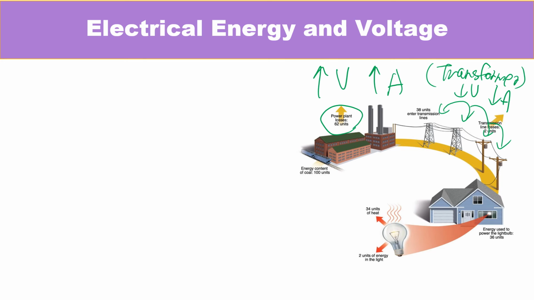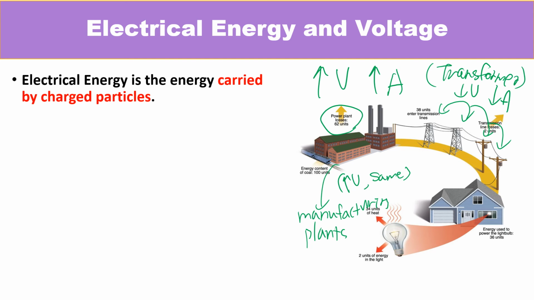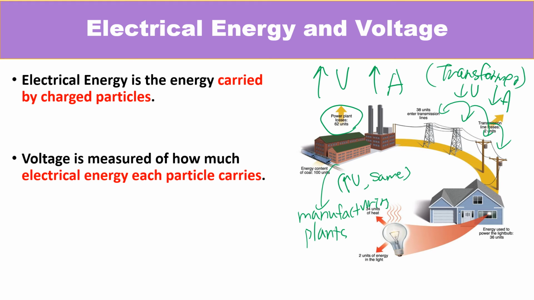If you go the other way around, to, for example, an industrial area, like manufacturing plants, then sometimes they raise up the voltage or leave the voltage at the same level, just because they need a lot. Electrical energy is carried by charged particles, electrons if you will. Voltage is a measure of how much electrical energy each particle carries.